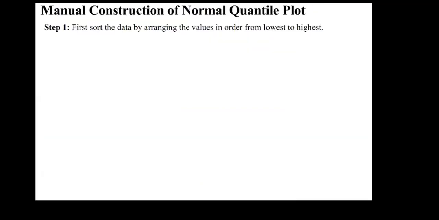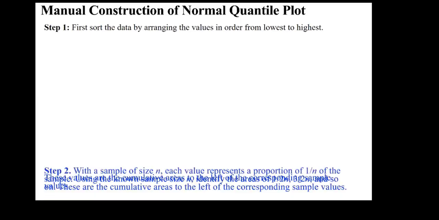All right, so manual construction of a normal quantile plot. How do we do that? Because I want to quickly look at one simple example to have an idea how this works. The first step is to sort the data, ranking them, if you will, from small to large.